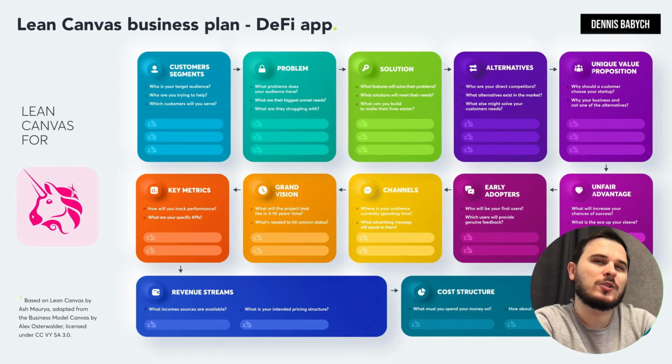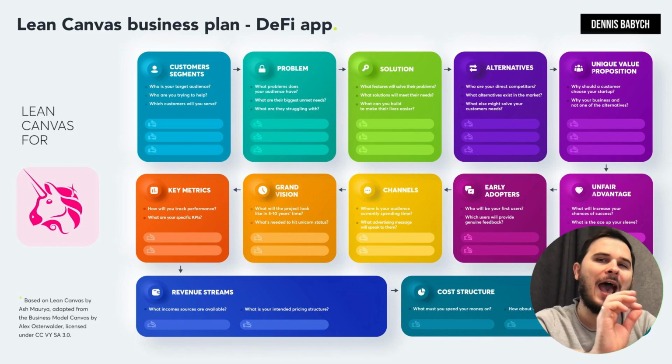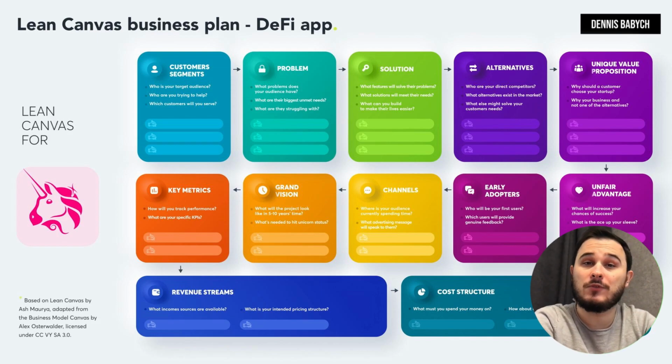Next, don't just think about the present. Plan for the future and envision global growth and international expansion of your platform. Having a clear vision of your app's future in 5 or 10 years is crucial for attracting investors and achieving unicorn status.